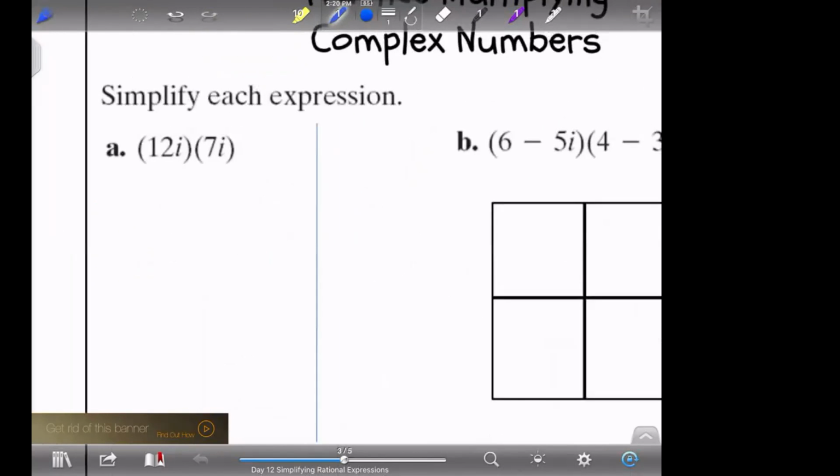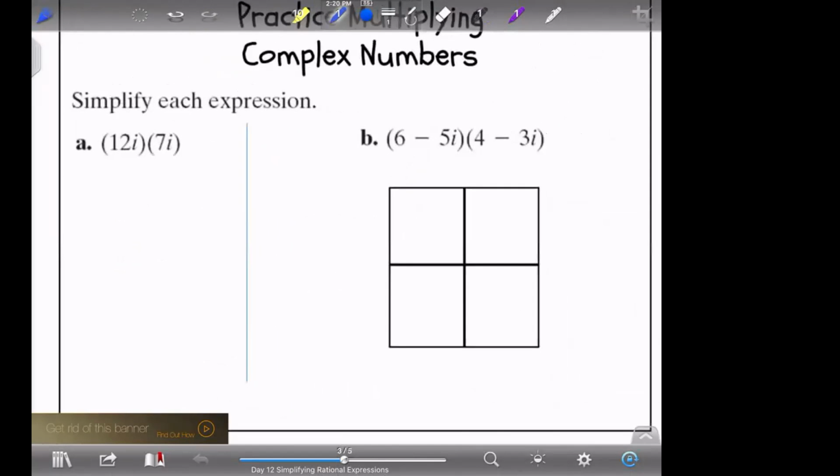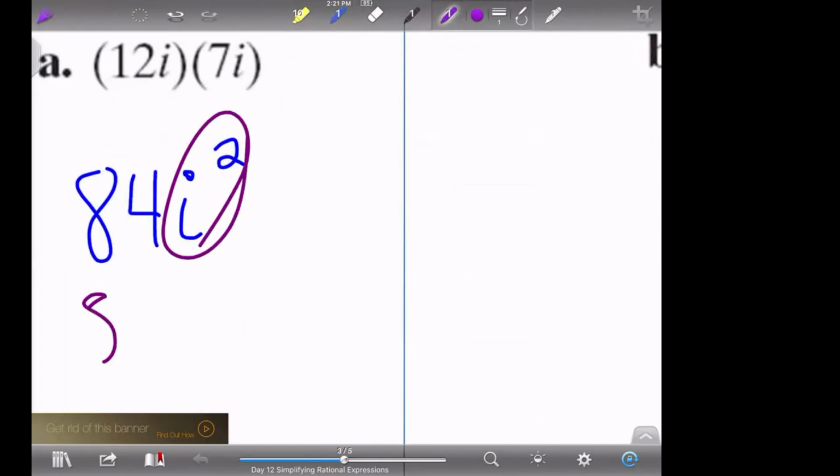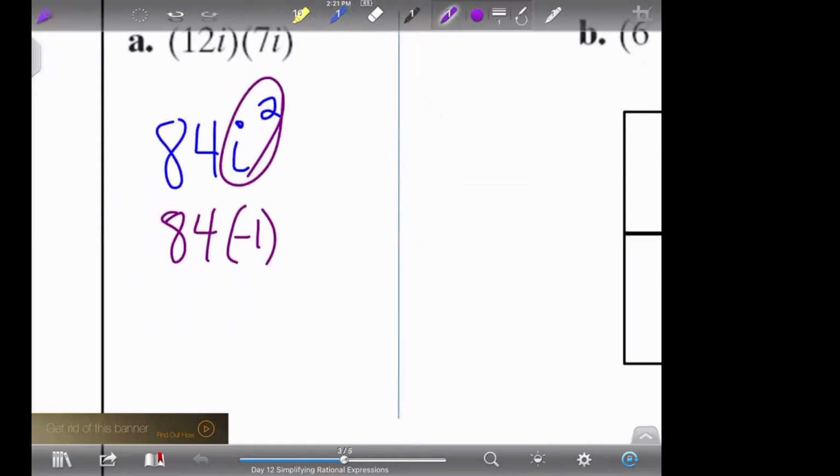Sometimes they give us an even easier problem like this one here, letter A, 12i times 7i. All we need to do in this case is multiply 12 times 7, to get 84. i times i to get i squared. And like we just discussed, we're not allowed to leave i squared in our answer. We have to go ahead and substitute i squared out and replace it with negative 1. So we're going to have 84 times negative 1, which means this has a value of negative 84.